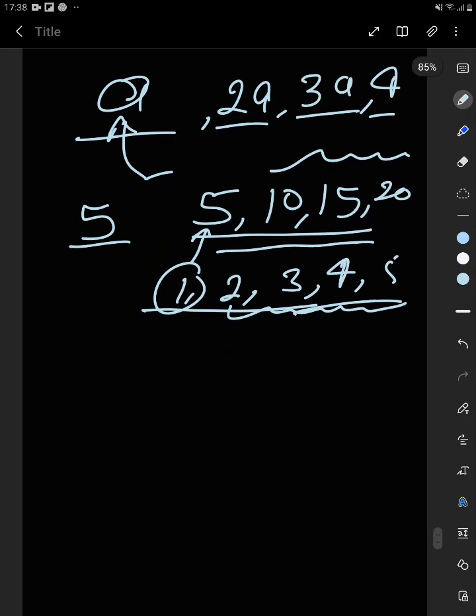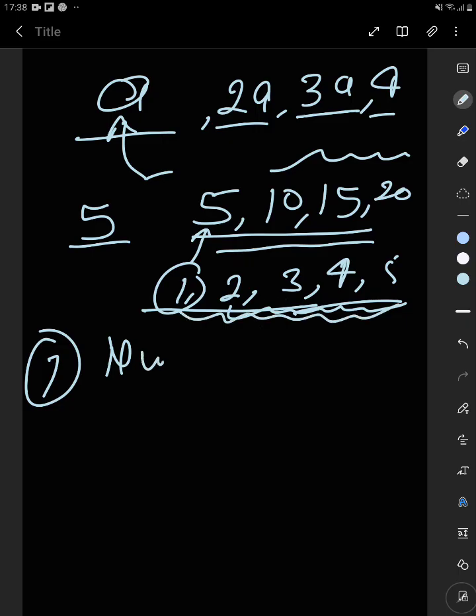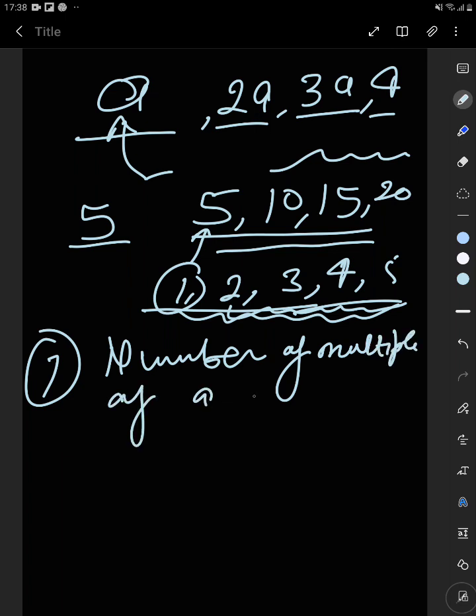Now, if we talk about the multiples, the number of multiples of any number can be infinite. This is the seventh property. Okay, so number of multiples. Multiple means what we are talking about here, and these can be infinite. The number of multiples of a given number is infinite.